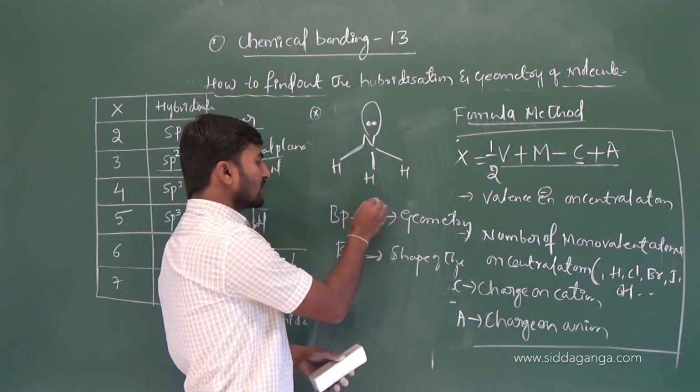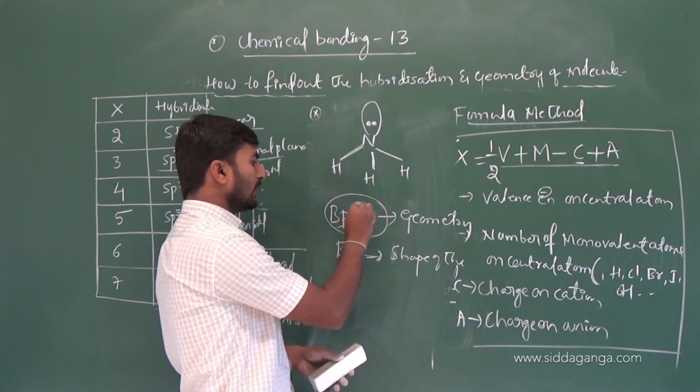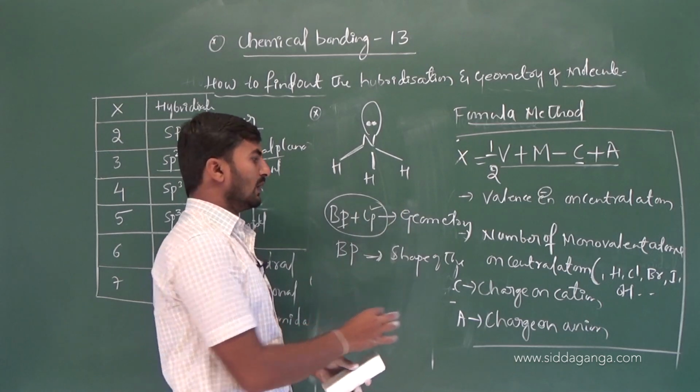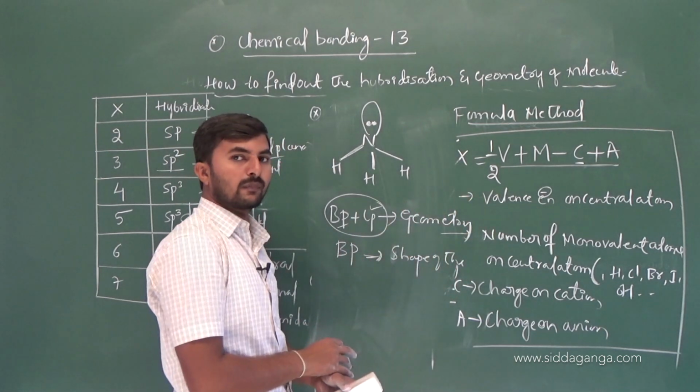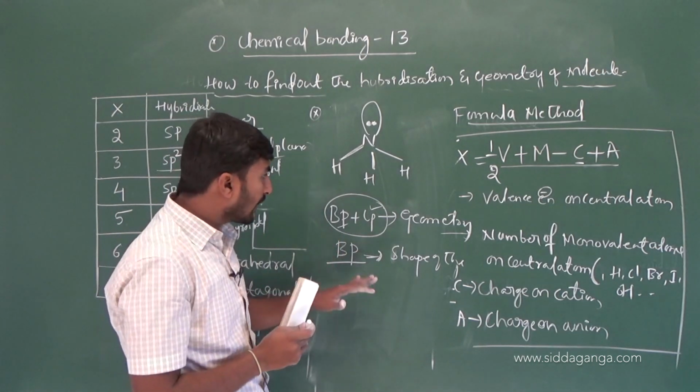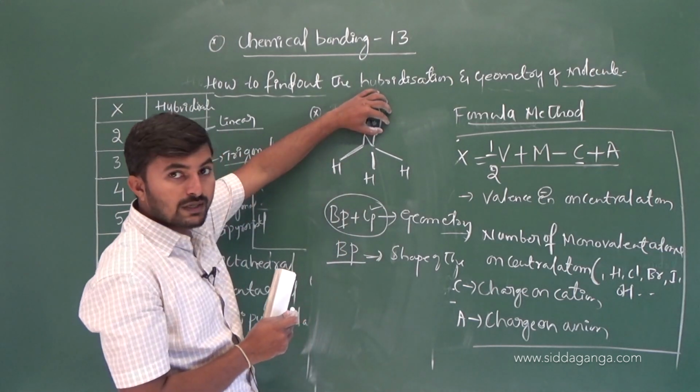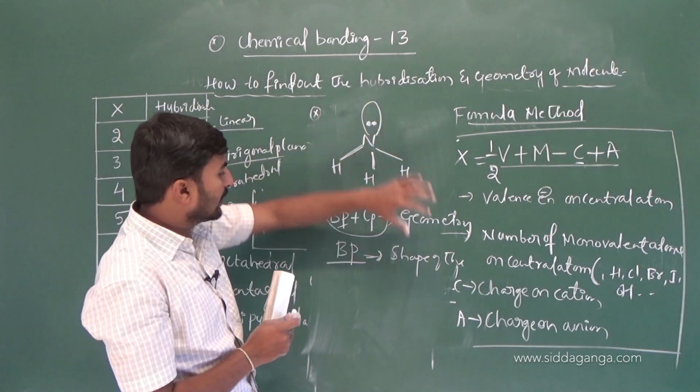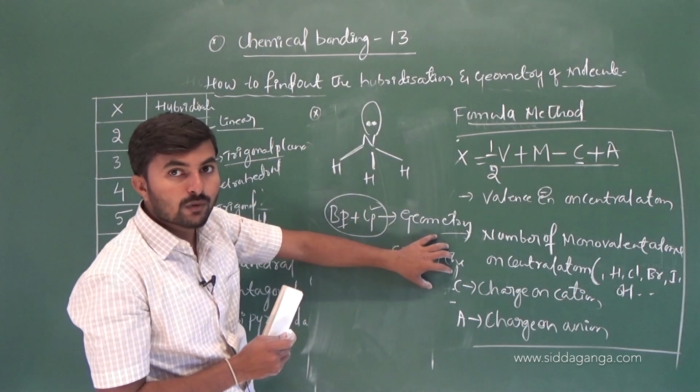If the structure includes both bond pair electrons and lone pair electrons, it is the geometry of the molecule. If the same structure includes only the bonded pair electrons and is unaware of the lone pairs of electrons present on the central atom, then it represents the shape of the molecule.